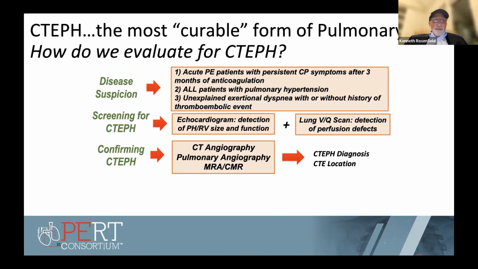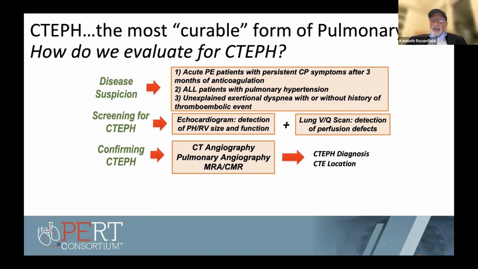And if you detect it, if you think of it, then you can treat it. You need to think of it first, just like PE. It's a diagnosis that's sometimes hard to make. Obviously, acute PE patients with persistent chest pain or shortness of breath after 3 or 4 months, then you start thinking of it. All patients, frankly, all patients with PH, you should at least think, could this be CTEPH? And should we do a VQ scan and just rule it out?